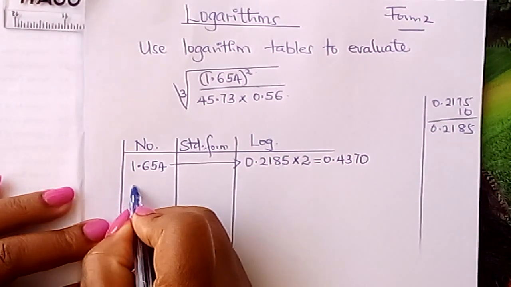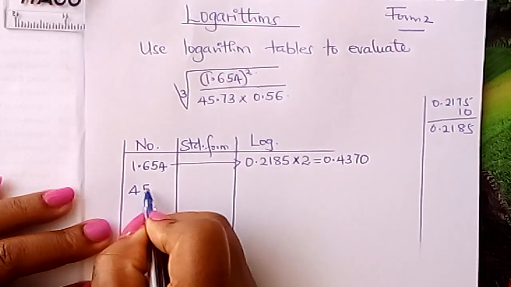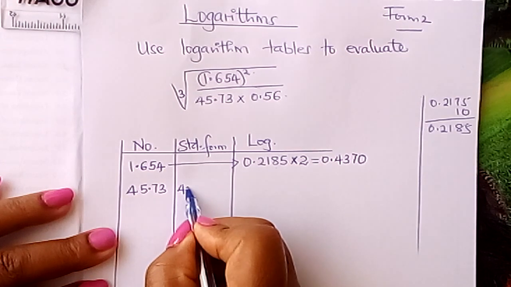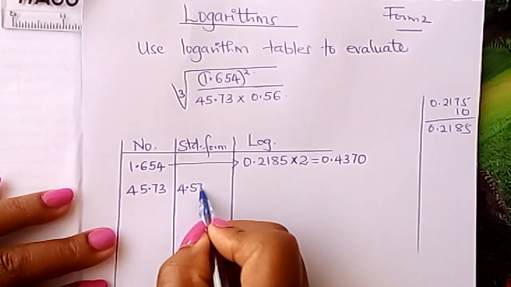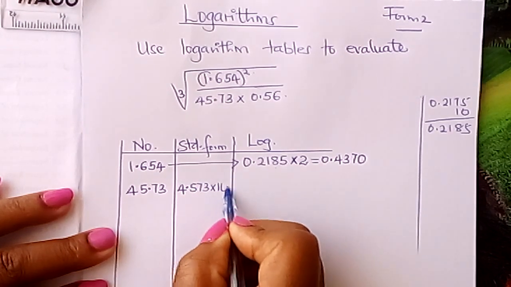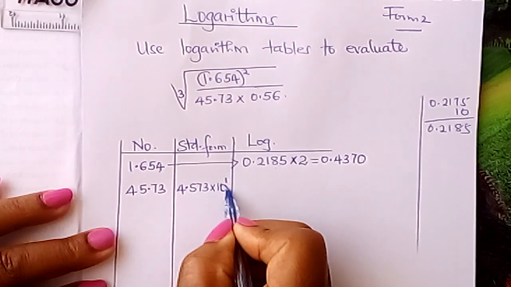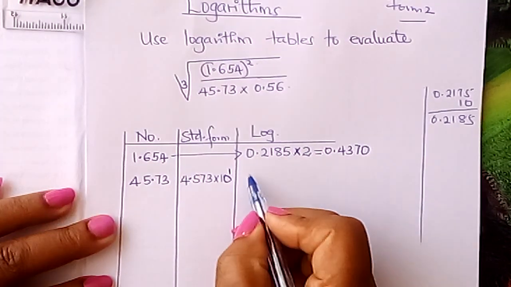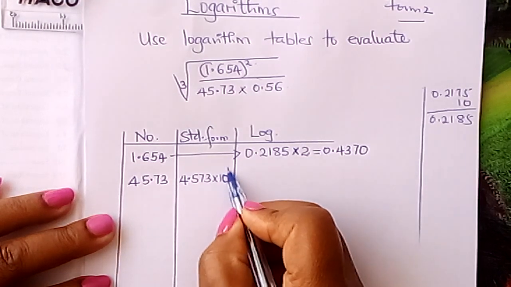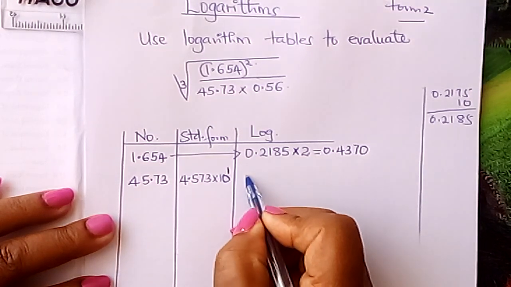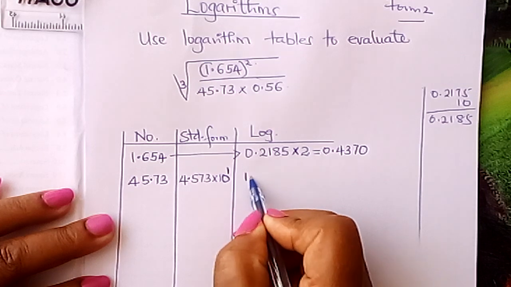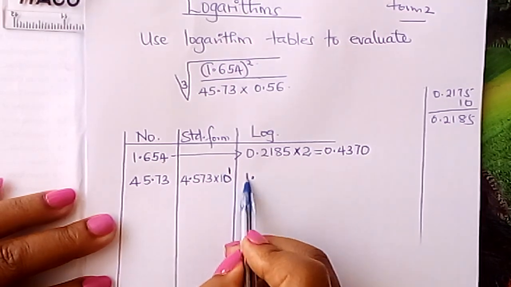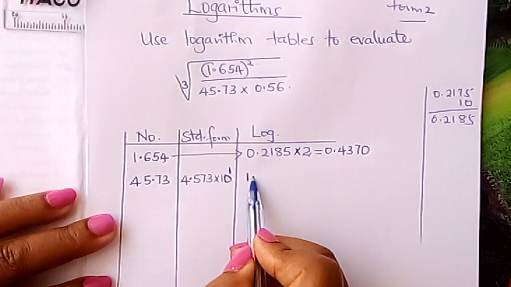You come to the denominator, Lana, you write 45.73. Here you write its standard form, 4.573 times 10 raised to 1. So the logarithm starts with what, Lana? The power here, you bring it here. So our logarithm starts with 1 point.